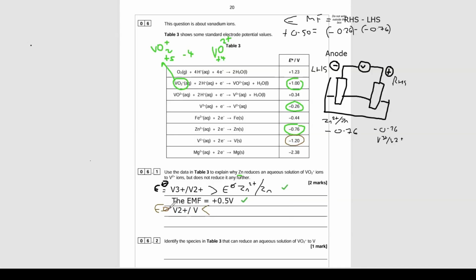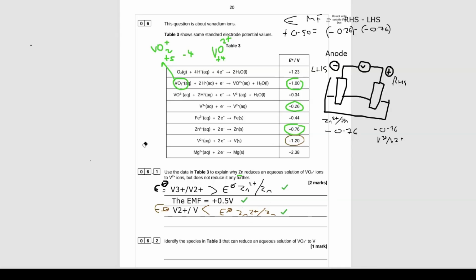The electrode potential of the V2+/V is lower than, or more positive if you want to word it like that, than the electrode potential for the zinc. And therefore, it can't be reduced. So basically, that is your chemistry way of saying it can't be reduced because it's giving away electrons more than that. It's more negative. And then we can prove it, in a slightly more difficult way. So let me show you how we prove it here.